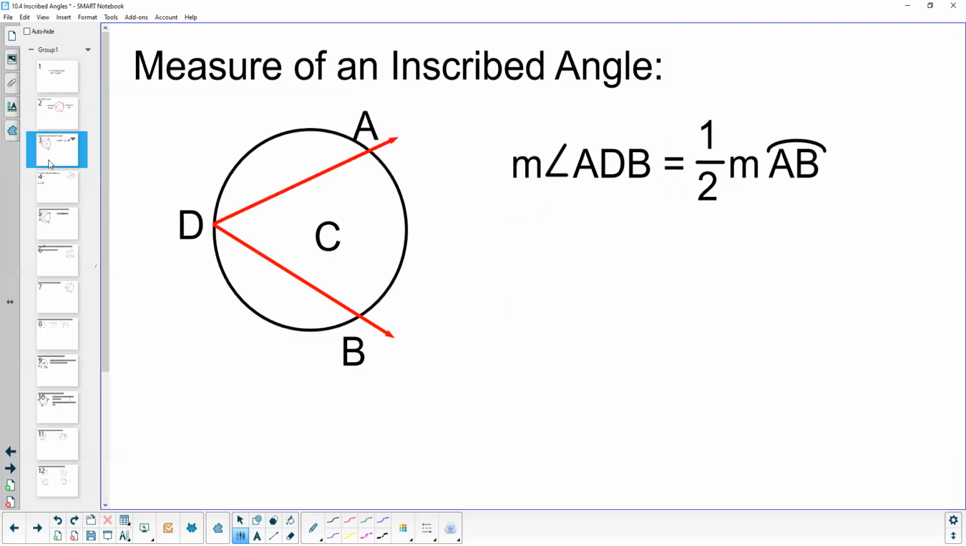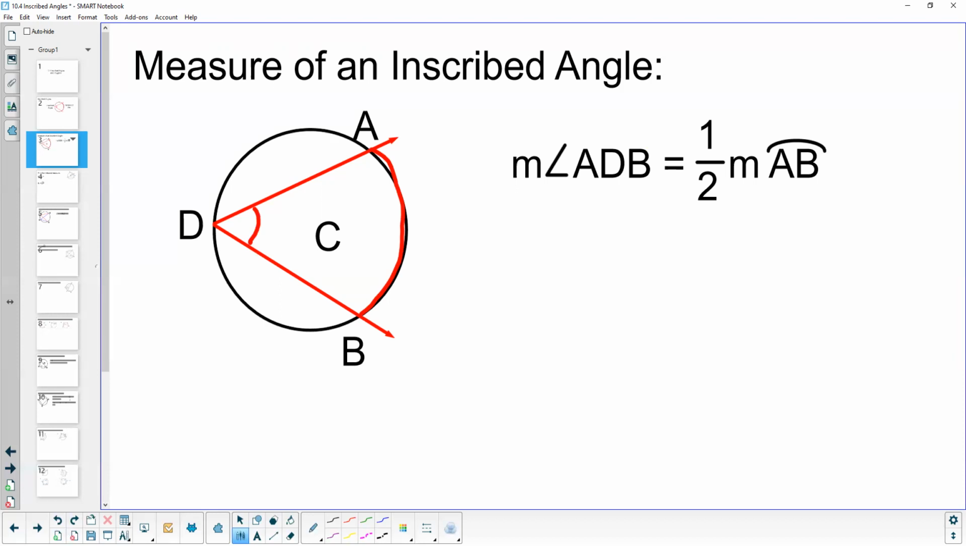The measure of an inscribed angle. Before we get to our first example, this is a specific property that we care about that's so important. Remember, if it's a central angle, which is the angle created from the center of the circle to the outside of the arc, then our central angle is the same as the measure of the arc. However, when we have an inscribed angle, in this example here, angle ADB, the measure of this inscribed angle is actually half of the measure of the intercepted arc. So in this case, we've got that half relationship.